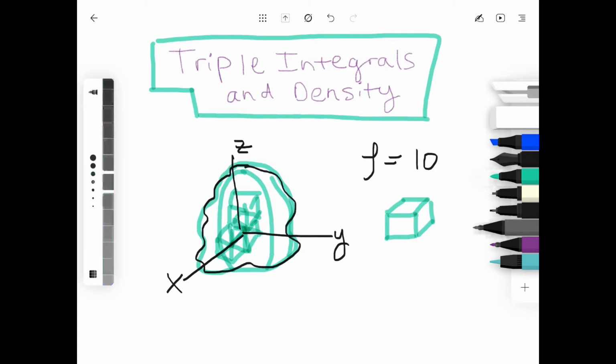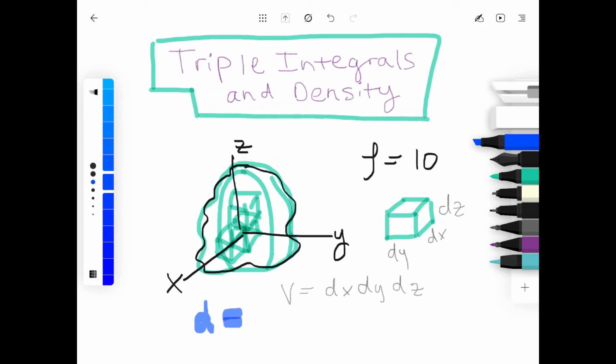So on this side, this is going to be the difference in the y value, x, and z. So how would you find the volume of this cube? Just one of these cubes. You would do the length times the width times the height. And this is equal to the volume, right? Makes sense.